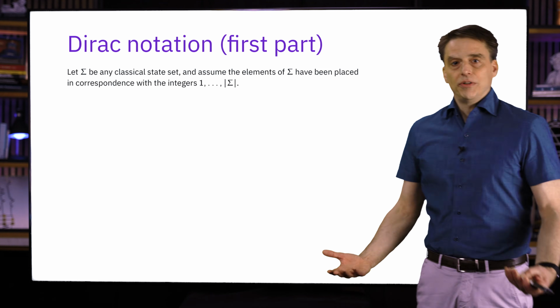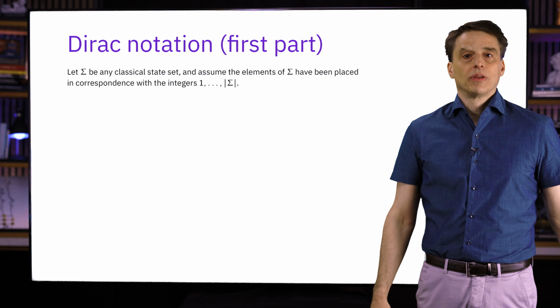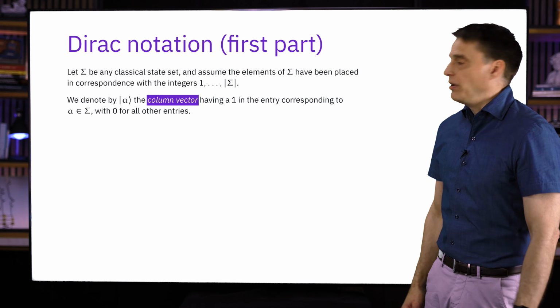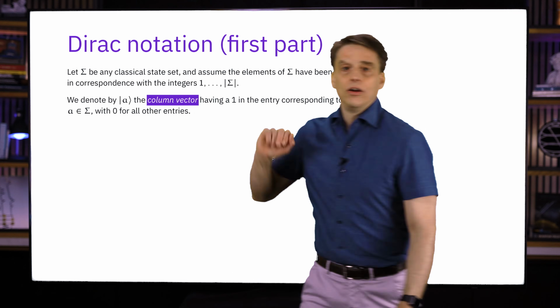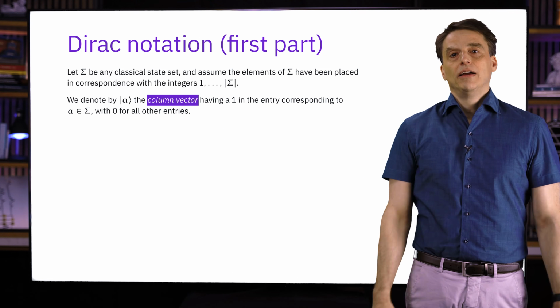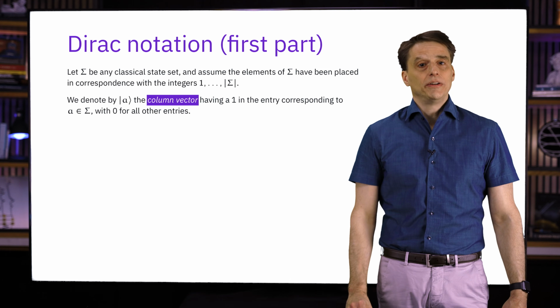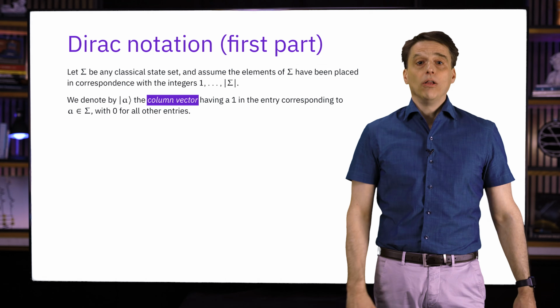Now, here's the notation that's being introduced. For any choice of a classical state A from our set sigma, we write this right here, which is read as ket A, to mean the column vector that has a 1 in the entry corresponding to A and a 0 for all other entries.